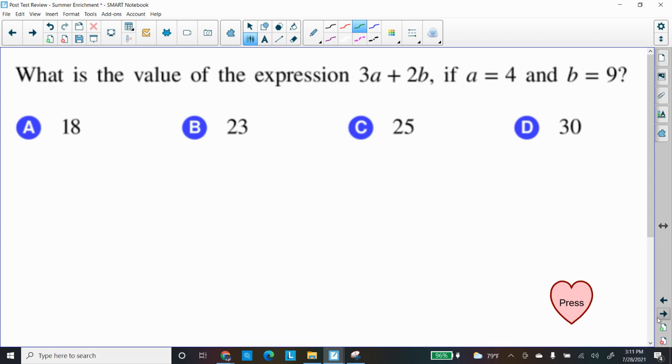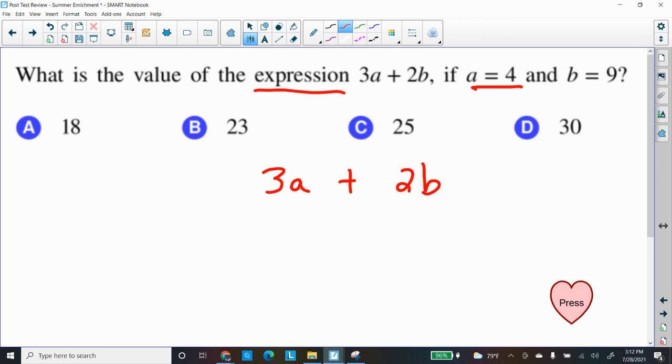What is the value of the expression 3a plus 2b if a equals 4, b equals 9? So here we got an expression. What do you mean, expression? That's a problem without an equal sign. All right, there is no equal sign. You have to just have 3a plus 2b.